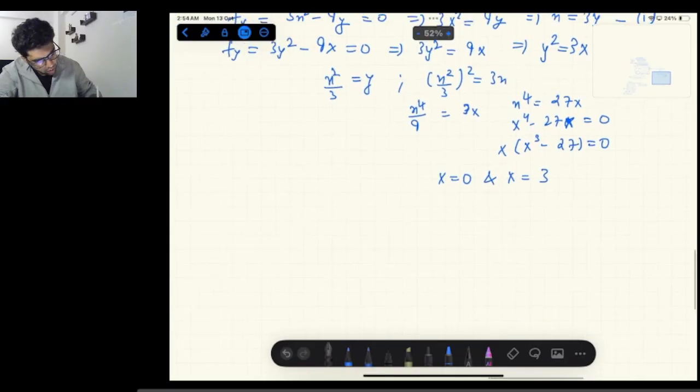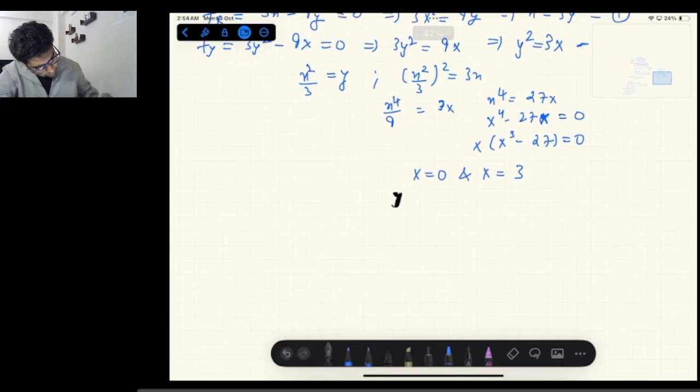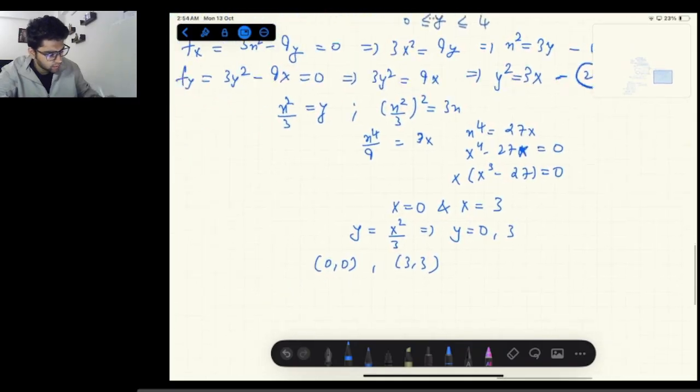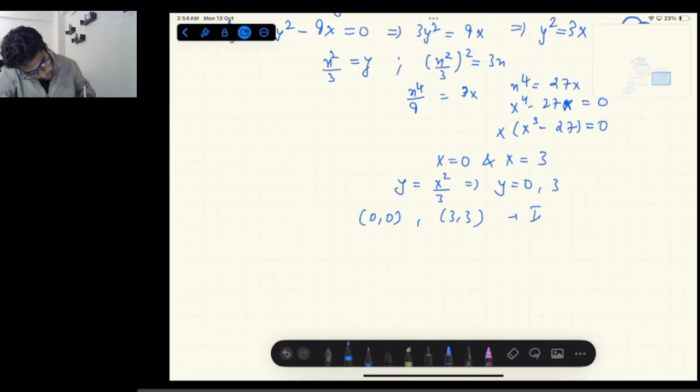So now my y is x square by 3. This implies that y is equal to 0 comma 3. So 3 square is 9 and 9 upon 3 is 3. So I have 2 points, (0, 0) and (3, 3). Now let me just check if these are the interior stationary points.